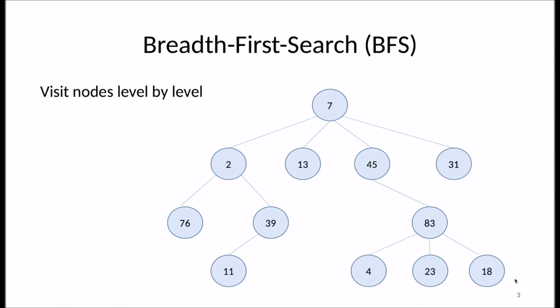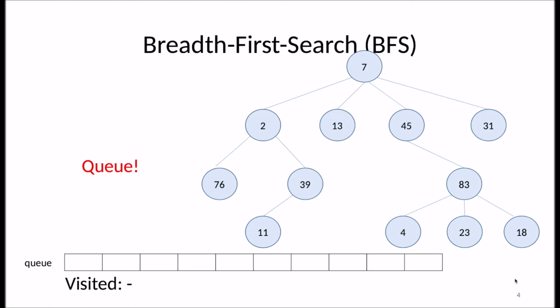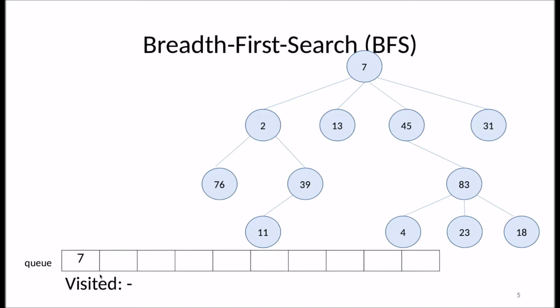Breadth first search accomplishes this by using the queue data structure. Essentially, the algorithm is exactly the same as pre-ordered depth first search. Let's see how this works. Initially, I have a queue, the queue is empty, and I enqueue the root node 7. Then, as long as the queue is not empty, I dequeue the front node and I enqueue its children.